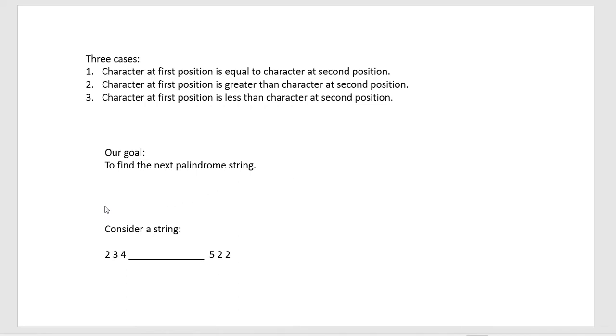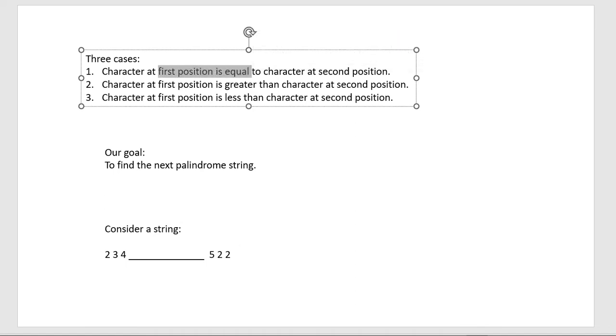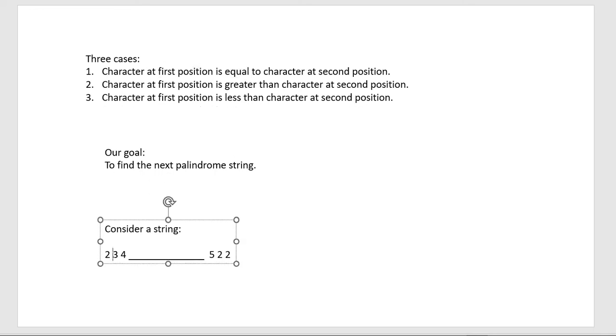Now let's consider a string that is 2 3 4, and consider that there is a black box, so we don't know what is inside that. So how are we going to approach this problem? We are going to traverse inwards. So first of all, we'll compare 2 and 2. Now this is the first case, that is equal. So in this case we don't need to do anything, we just traverse inwards.